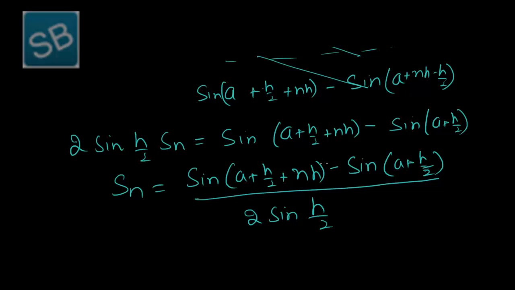So in the sine series we get cos(a + h/2) minus cos(a + h/2 + nh), but in this series we get sin(a + nh + h/2) minus sin(a + h/2). We'll use all these results while doing problems based on limit as a sum.